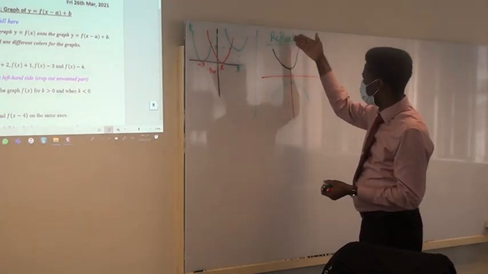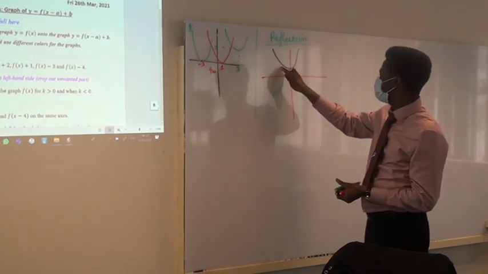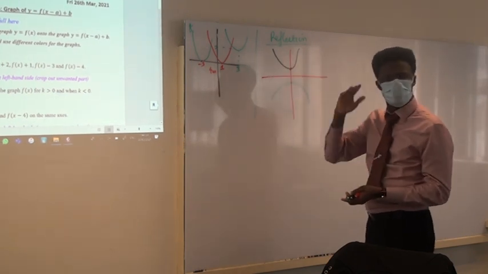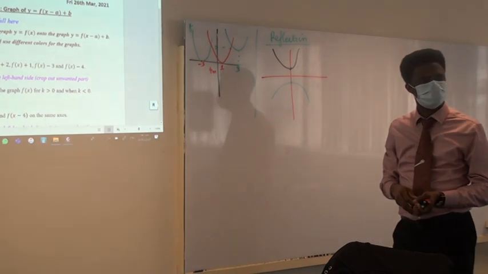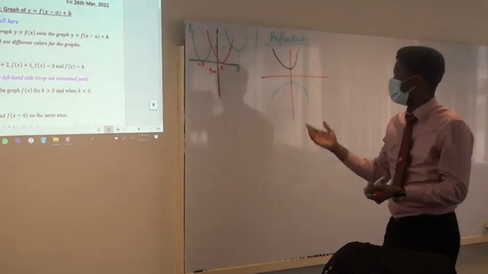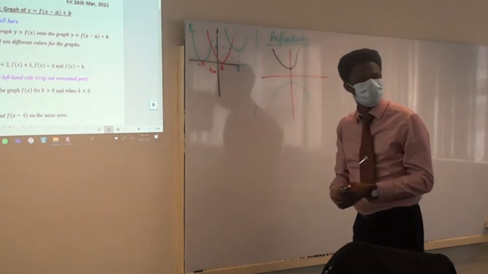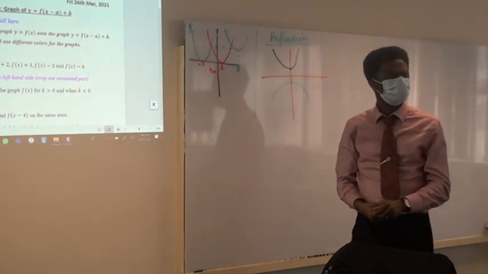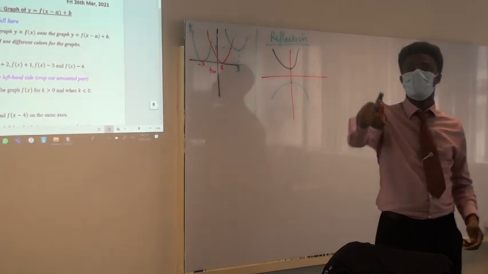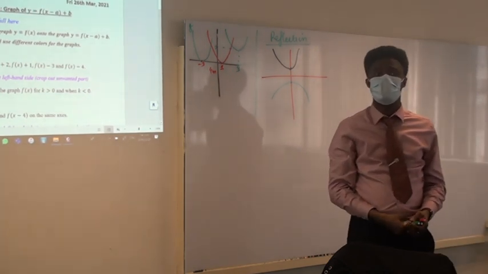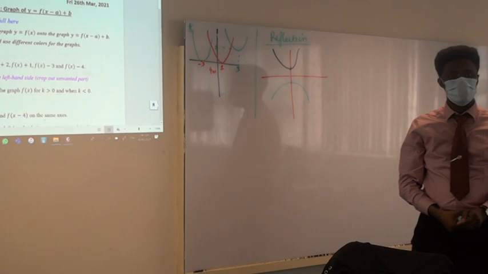Alternatively, I could reflect it along the y-axis. If I reflect this black one along the y-axis, what does it give you? Say that again? The same thing. Because if you reflect this, you get this back. Reflect this, you get this back. Why is that the case? Anyone? It's symmetrical about? The vertex. How do you know it's about y-axis this time?